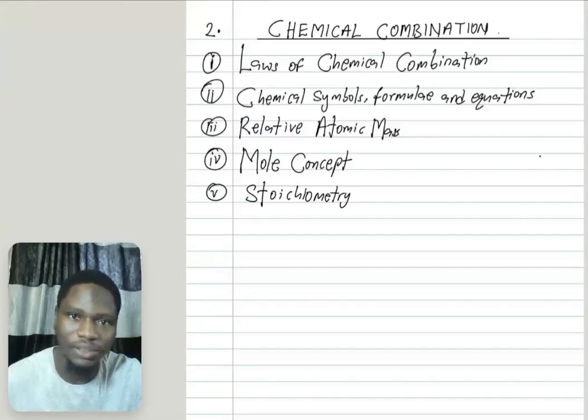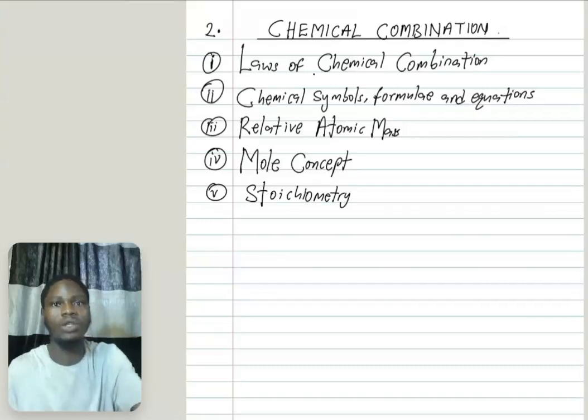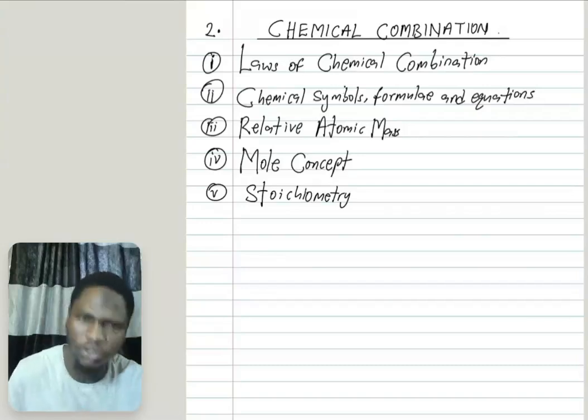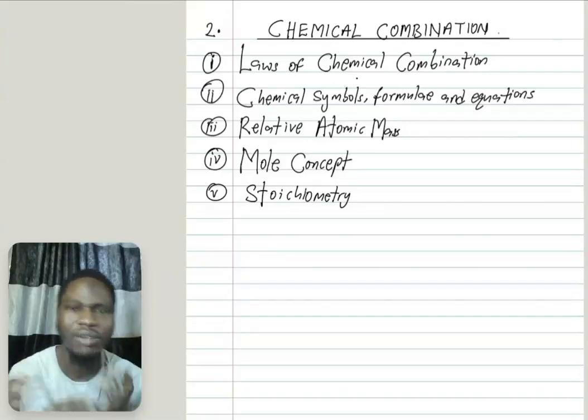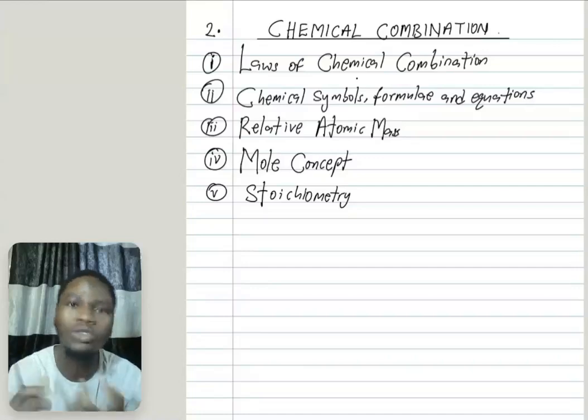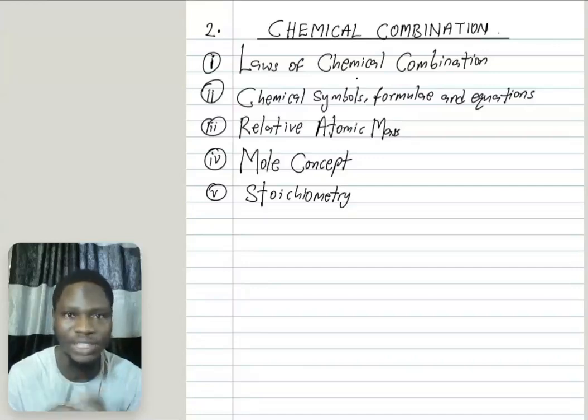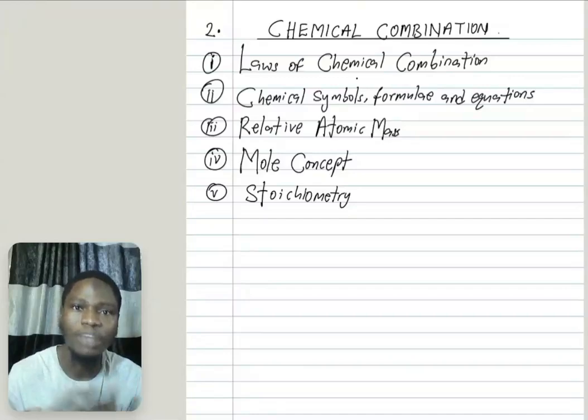Now these are everything we are expected to know under chemical combination. So firstly, we have to know the law of chemical combination. Now we have some laws that govern chemical combination. You see, these are the basic foundation of chemistry that you must not miss. So the laws of chemical combination, in other words, are called chemical laws. So what are those chemical laws?